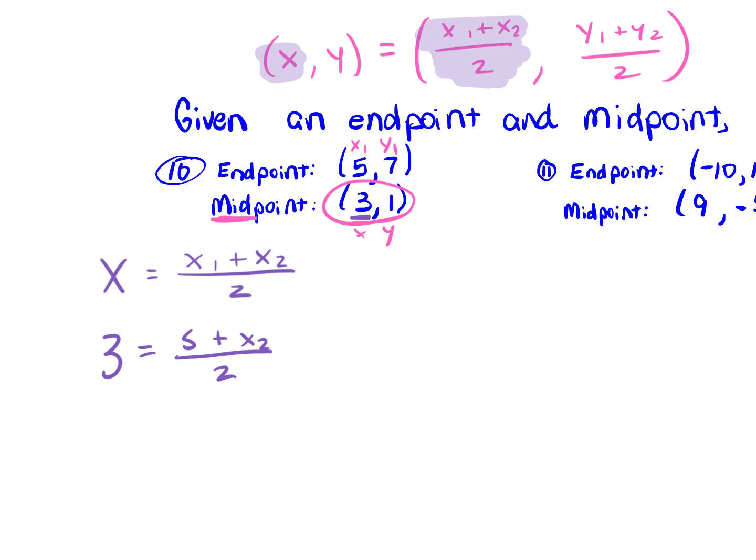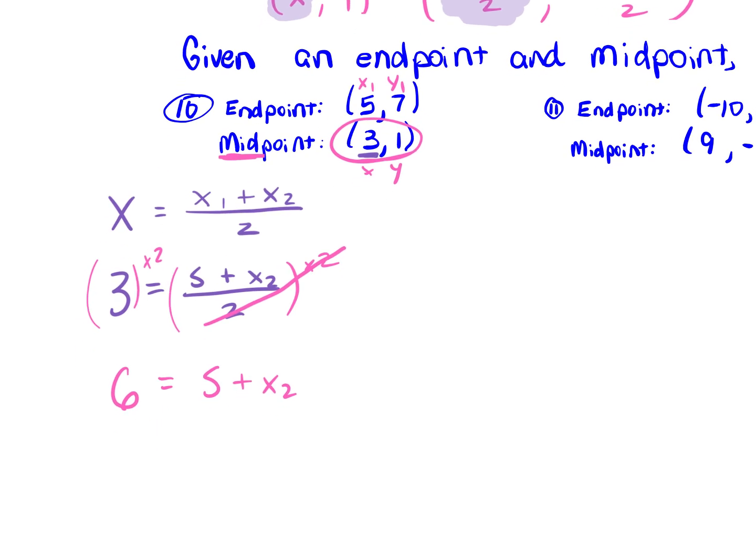What would I need to do to solve first? Awesome. We're going to multiply both sides by 2. So 3 times 2 is 6. That's equal to, when we multiply the right side by 2, the denominator cancels out. So 5 plus x2. What would we do next? Subtract 5 on both sides. So 1 is equal to x2. That is just our x value. We have to do the same thing to find the y value.